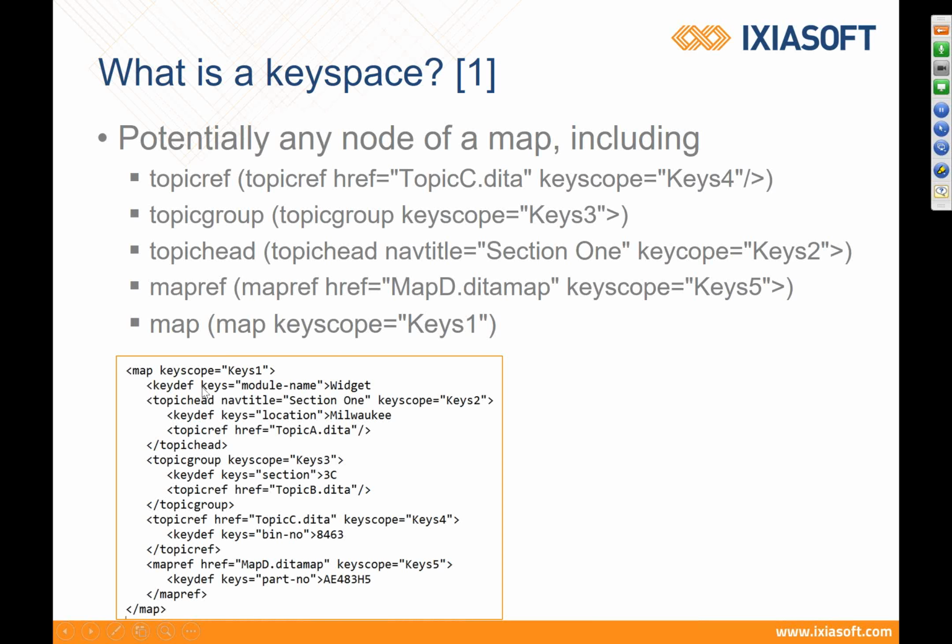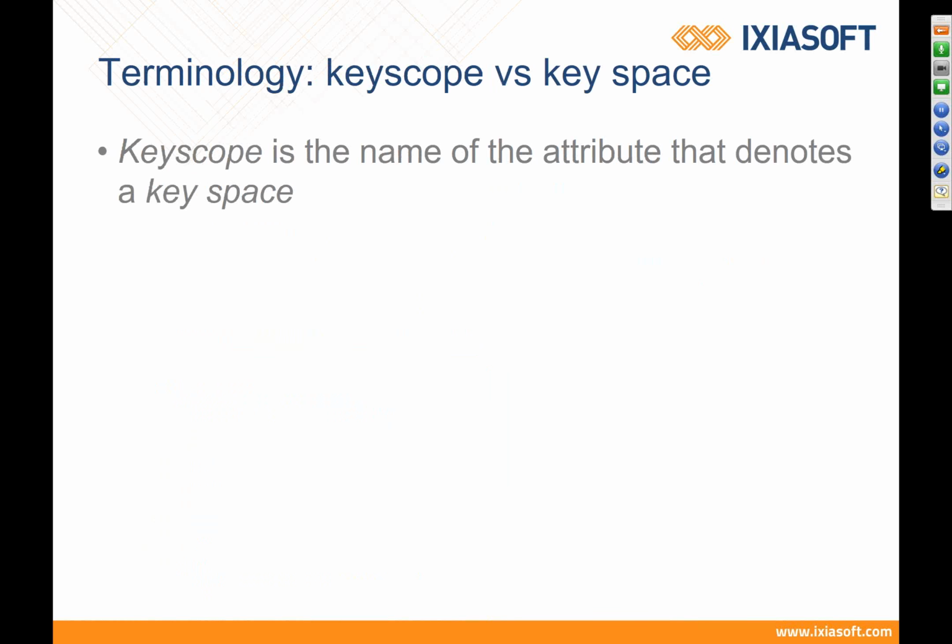And finally, my root map references another map called mapd.ditamap, and that map ref has a key scope on it which defines the entire map as a keys5 key space, and inside of that map ref I have a key definition part number which is A3483H5. Now it's somewhat unlikely that you would use all 5 kinds of key spaces together, but you could. This is just an example to show you all of the possibilities. So key spaces can be very, very specific, or they can be very, very general.